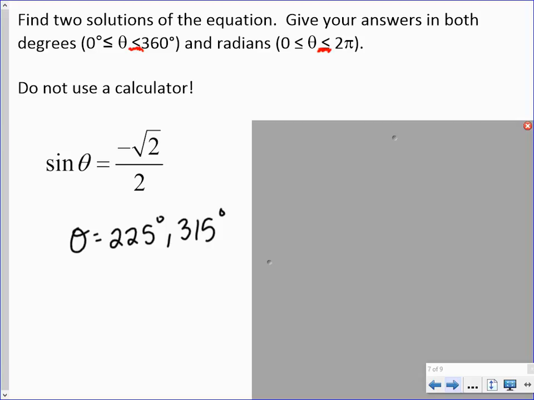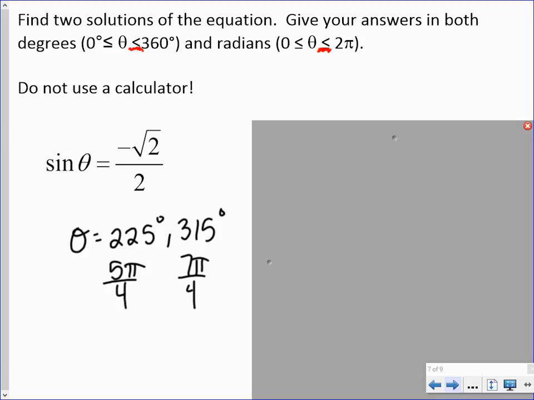So this is a great problem for you to do for homework because you get extra practice matching up your degrees and radians. 225 is 5π/4 and 315 is 7π/4. So you're working backwards. I give you the ratio and you tell me what it could have been on the unit circle. And there should be 2 answers.